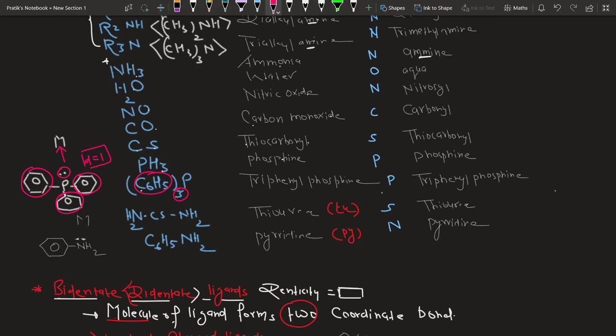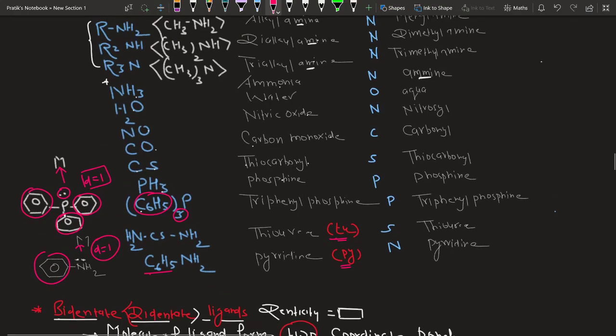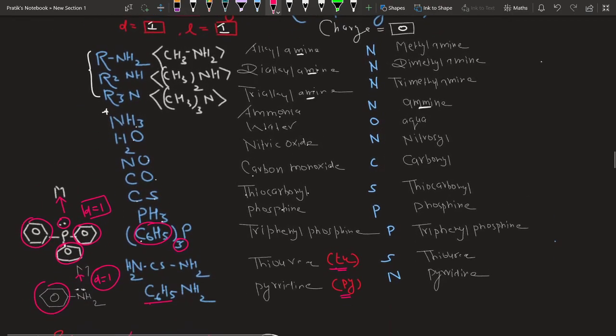Now this one is thiourea, and sometimes we use the shortcut of the ligand: tu is thiourea. If it is py, it is pyridine, C6H5N. There is a donor atom nitrogen, so this nitrogen donates its lone pair of electrons and forms a coordinate bond with the metal. The number of coordinate bonds formed is 1, hence its denticity will be 1.